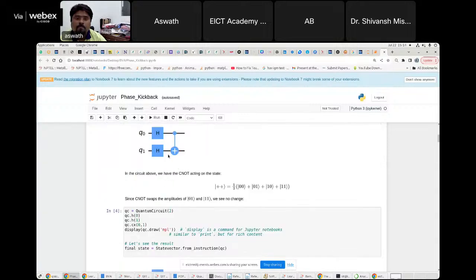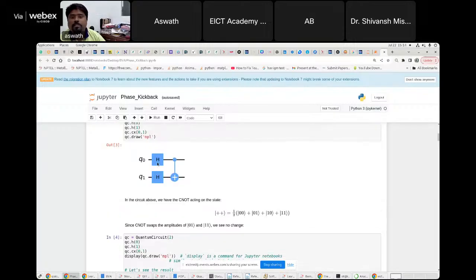Take the C0 and on the left hand side you add 2 Hadamards. Okay, so basically what I'm trying to do is create a plus state here and a plus state in the bottom. A plus state at the first qubit, a plus state at the second qubit. That is what I'm doing.